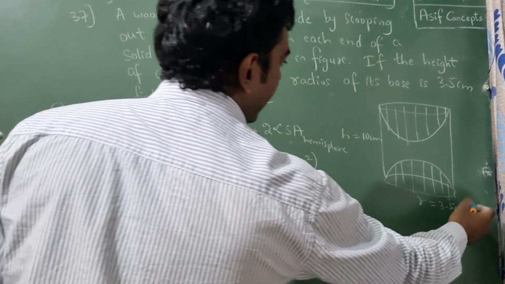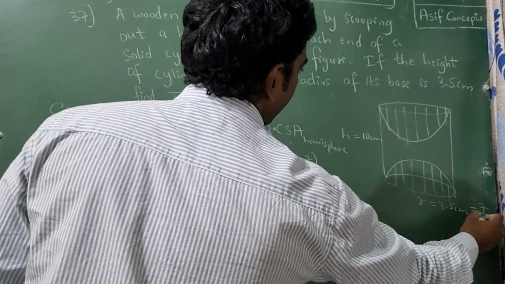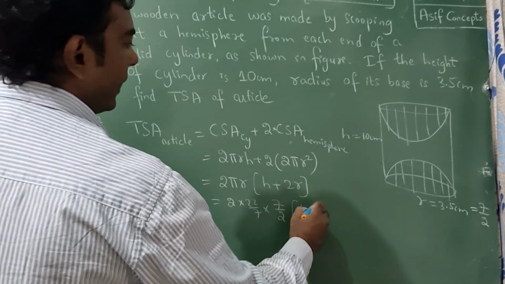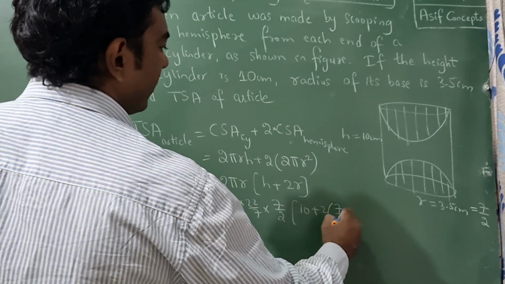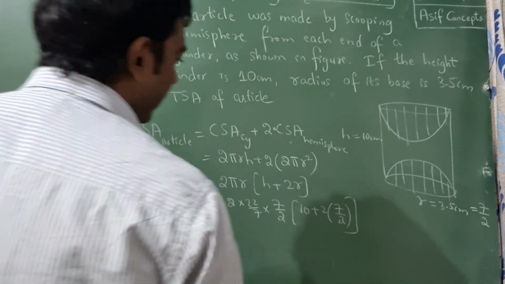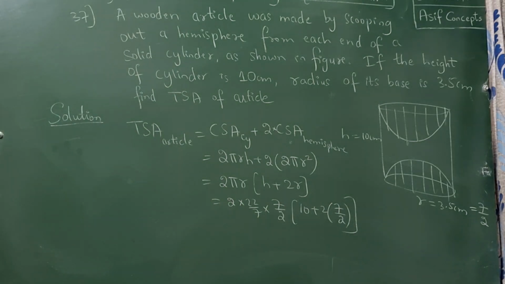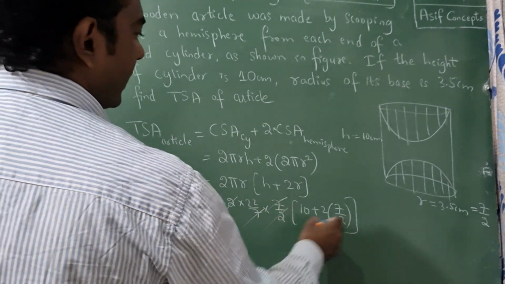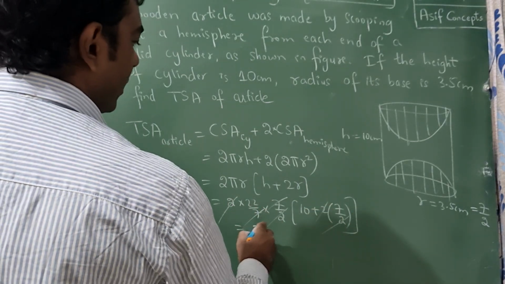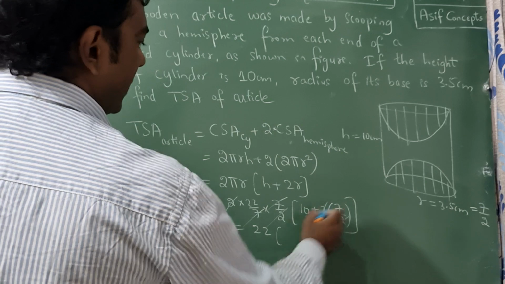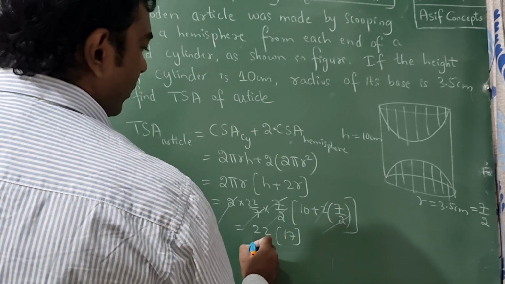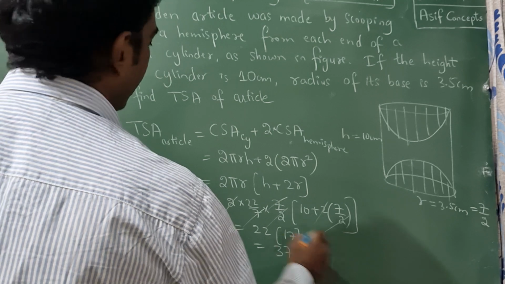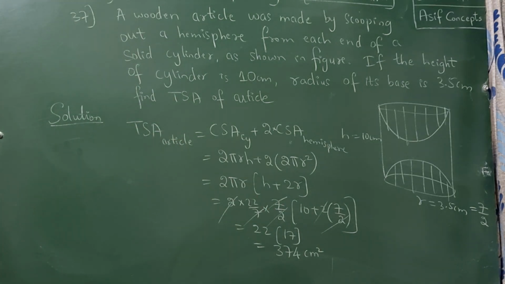2 into 22 by 7. r is 3.5. Instead of decimal, I am going to write in fraction. That is 7 by 2. Height is how much? 10 plus 2 into 7 by 2. Okay. Now cancellation part. 2 and 2 get cancelled. 7 and 7 will get cancelled. 2 and 2 again get cancelled. So 22 is remaining here. 10 plus 7 is 17. So what will be the final answer if you multiply this? 374 centimeter square, since it is an area.